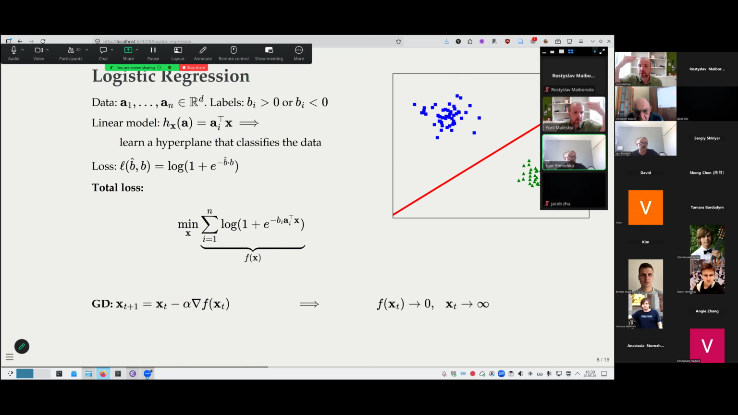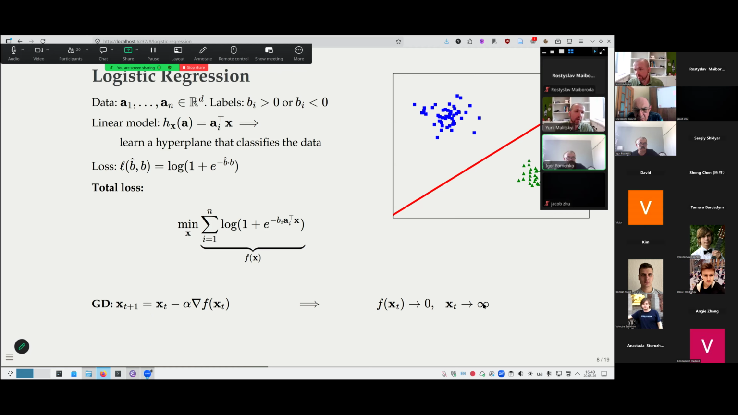It makes the function value smaller and smaller, but it cannot make it 0 because 0 is an infimum, it's not attainable. Since we never attain the infimum, the iterates must go to infinity, because otherwise there would also be a limit point, and by continuity you would converge. So we don't converge, the iterates become unbounded in this case, they go to infinity.